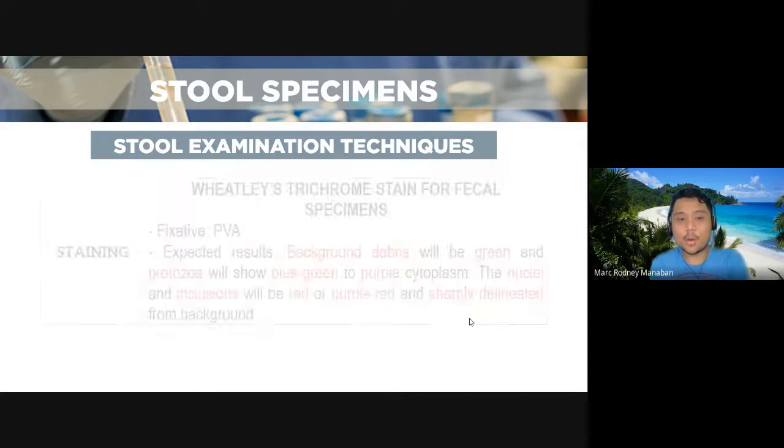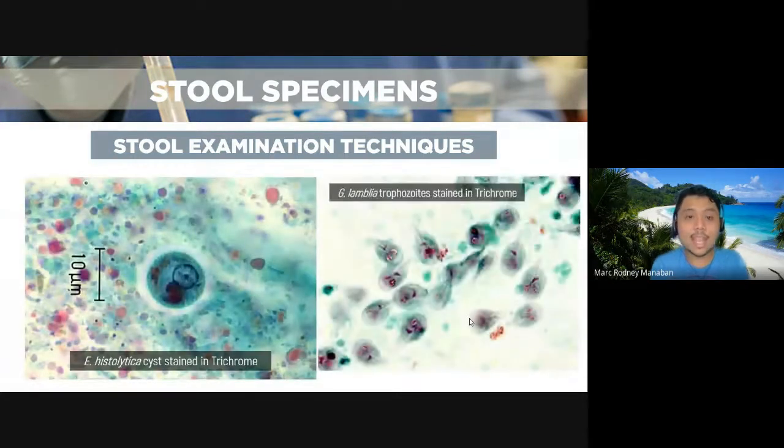So here's an example of your protozoa stained using your trichrome stain. This first one is Entamoeba histolytica. As you can see, the background again is green. The cytoplasm is blue-green, all right? And the nuclear material can be dark blue, and then it can also be red-purple or purple, okay? And here, as you can see, the trophozoites, again, are well-stained. Background is green, your cytoplasm blue-green, and the nuclear material is purple-red, okay? So that is the trichrome stain.